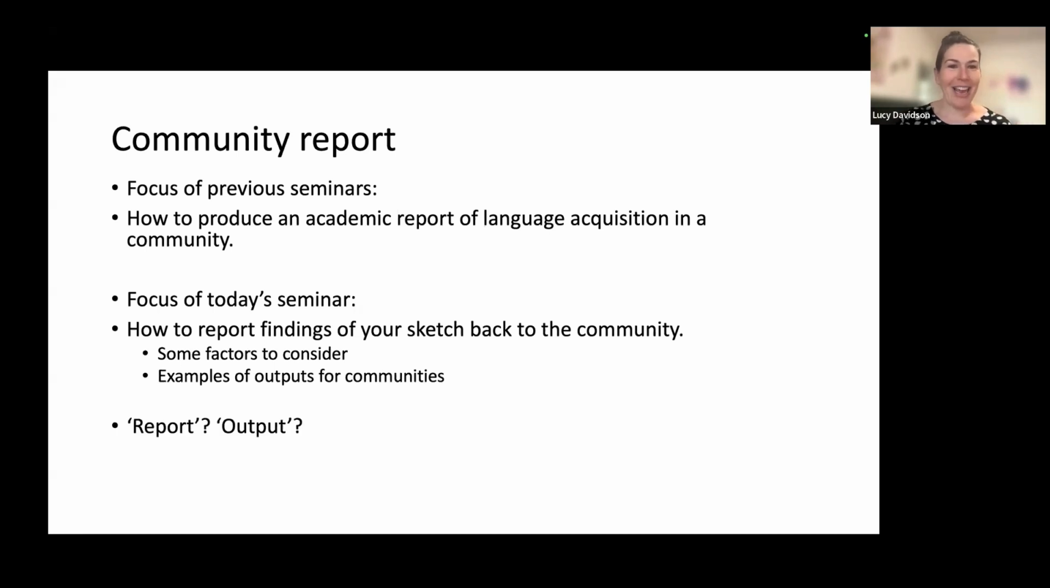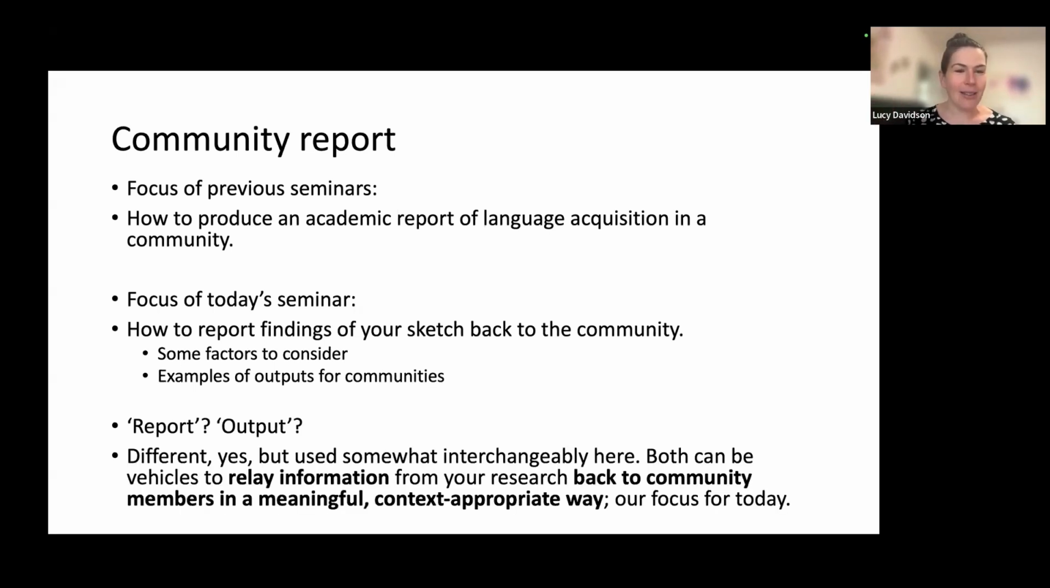As you can see here, I have used the term report and output on the one slide. You might be a bit confused by that. What do I mean? Which one is it? Well, they're different, of course, but today they're being used somewhat interchangeably because essentially we're talking about vehicles to relay information from your research back to the community members in a meaningful, context-appropriate way, which is our focus.